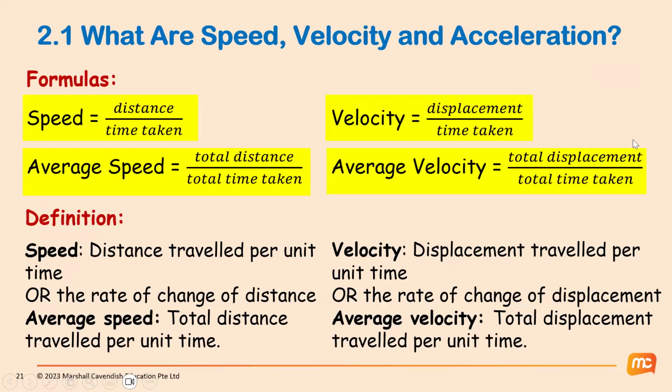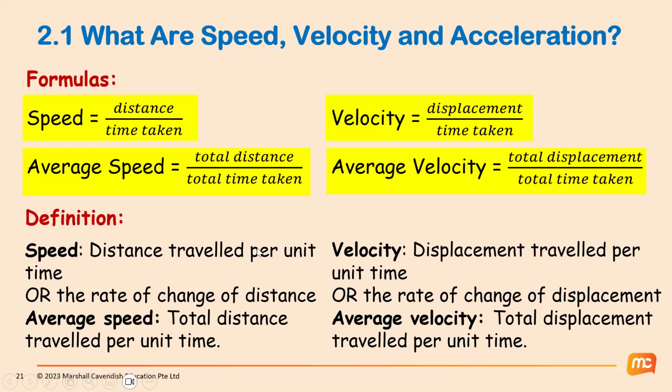Okay, so this page also sum up the formulas that you need to know as well as their definition. Okay, speed is distance divided by time. Average speed is total distance over total time. Velocity is displacement over time. Average velocity is total displacement over total time. For definitions, they often like test in O level, so please spend time to memorize them.